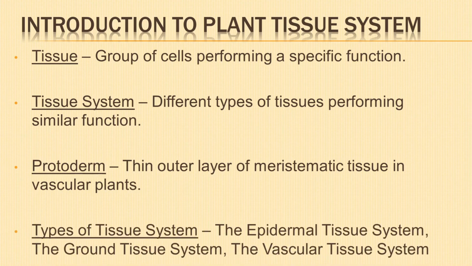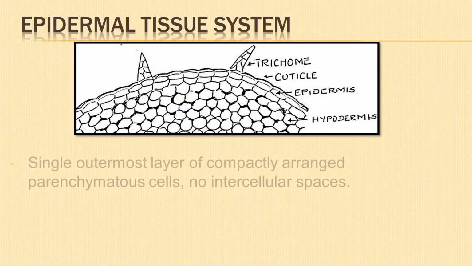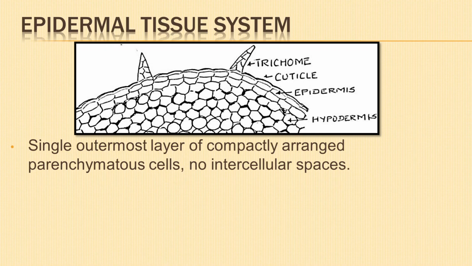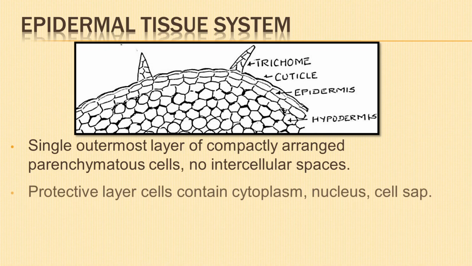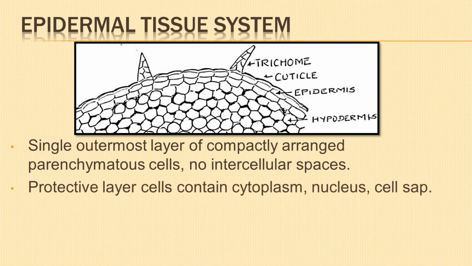Tissue system can be categorized into three types: the epidermal tissue system, the ground or fundamental tissue system, and the vascular tissue system. Let us understand the epidermal tissue system. It consists of a single outermost layer of parenchymatous cells, compactly arranged with no intercellular spaces. It is a protective layer which extends over the entire surface of the plant body. It contains cytoplasm, nucleus, and cell sap.